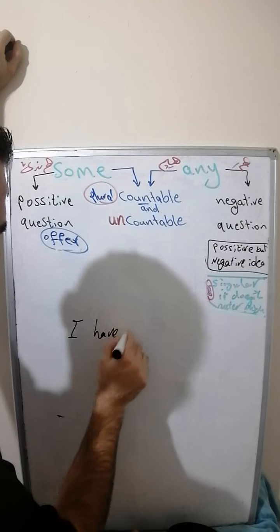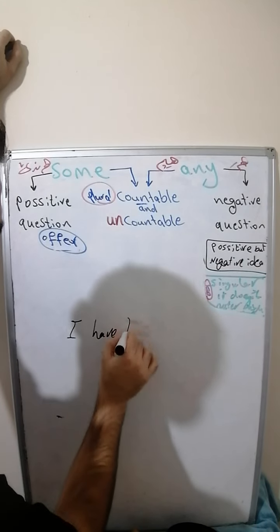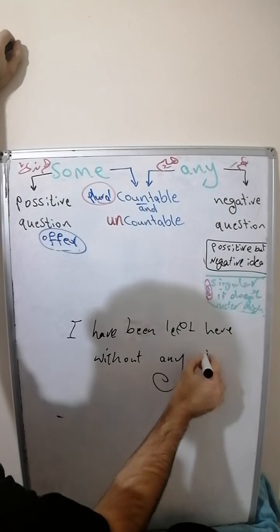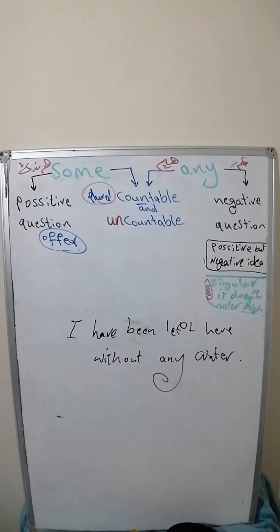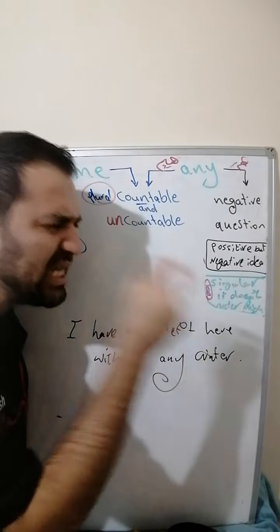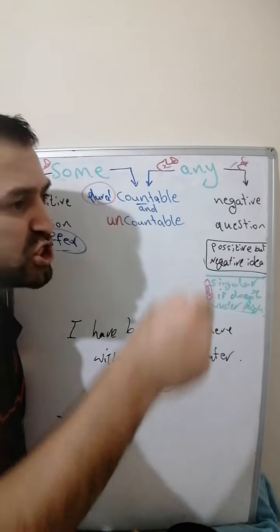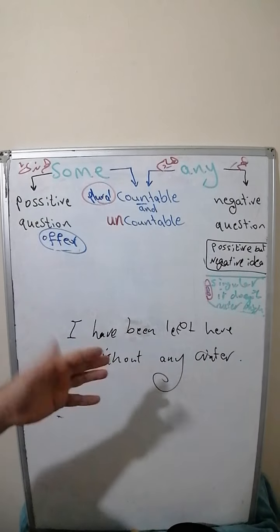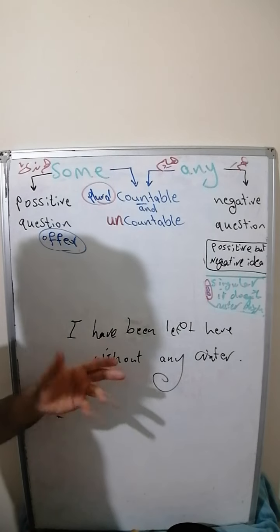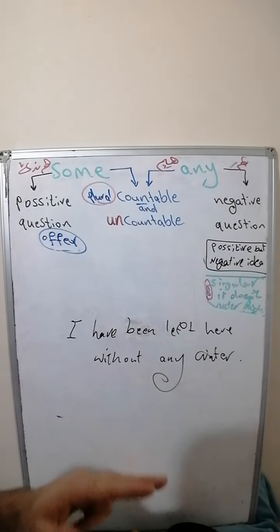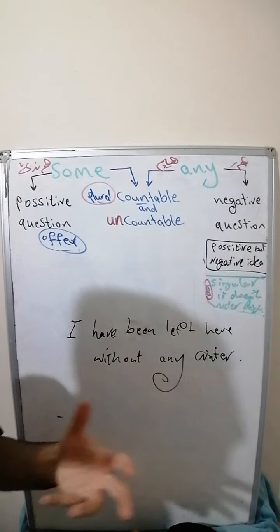I have been left here without any water, for example. If you check this example, there is no "not" or negativity. We don't see "not" in that sentence. This is basically positive, but the meaning, the idea, is negative. I have been left here without any water means there is no water here. So when you see a sentence, especially for high-level students, don't be confused. Don't say, oh, why is there no "not" but the word any is used. The sentence is positive, but the idea is negative.